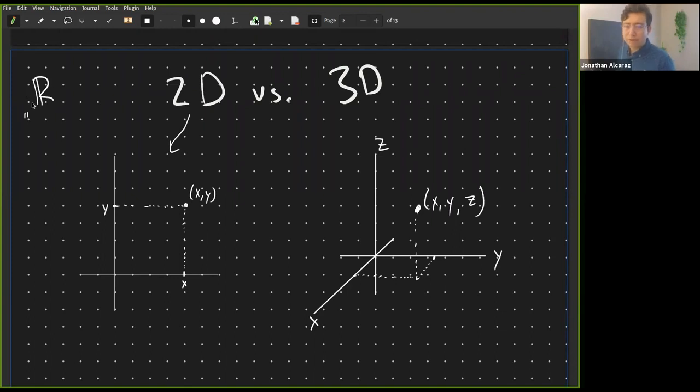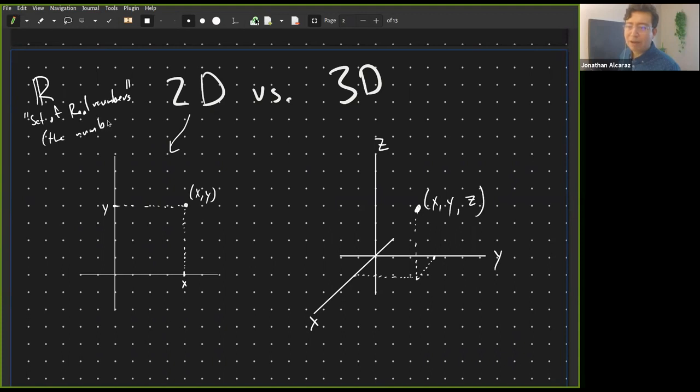Remember what this symbol, this fancy looking R, is? Yeah, it's for real. It has to do with the real numbers. So this is the set of real numbers. Geometrically, what that means is the number line.